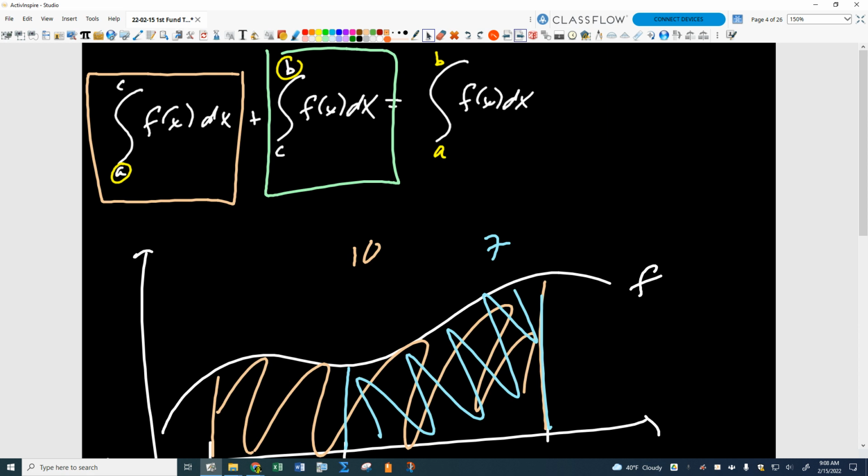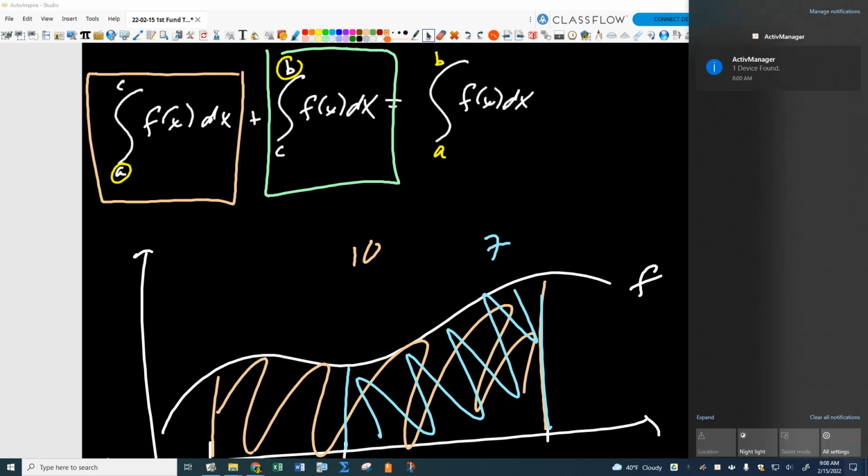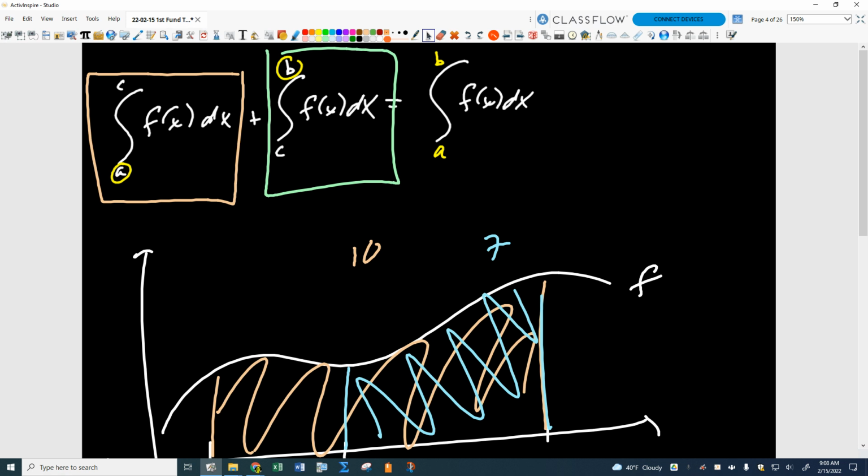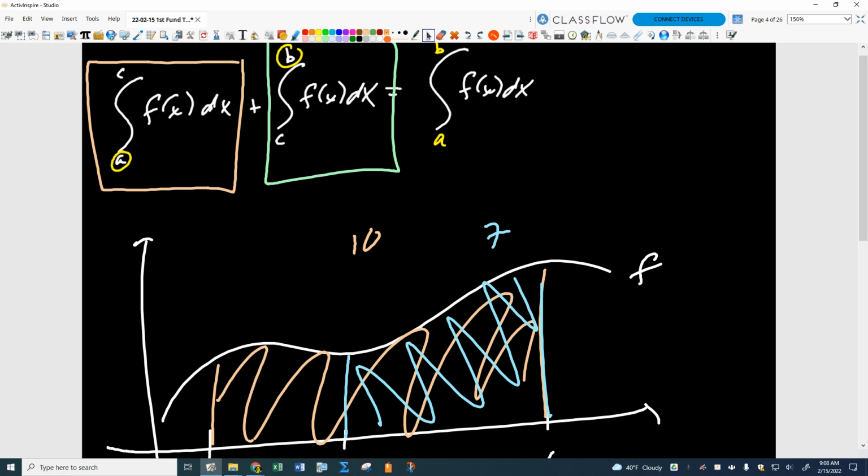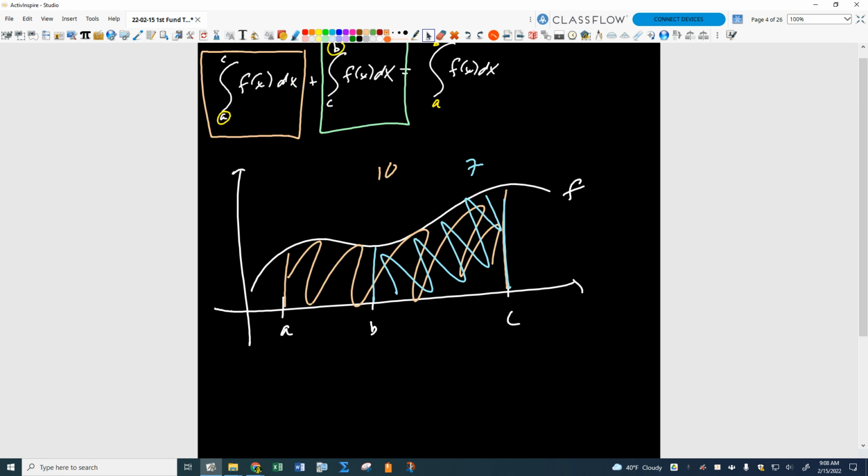Still works. Here's a picture of that, right? So the first integral would stretch all the way from A up to C. That would all be positive, right? The second integral would go from C backwards to B. That would be some negative area that gets subtracted from the whole positive orange area. And what do you end up with? You end up with this little bit of positive area that's reckoned from A to B, right?